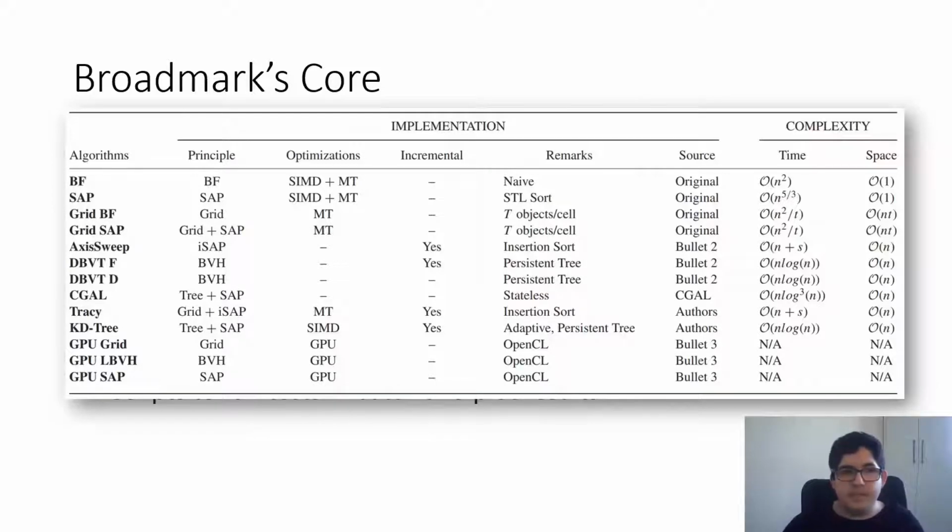And regarding implementations, we have 13 families. We say families because you have brute force parallel, brute force AVX, brute force parallel AVX, and so on. So there's brute force, sweep and prune, grids with SAP, there's axis sweep, DBVT from Bullet, there's Seagull from Seagull, Tracy by Tracy, and KD3 by us, which is our prior work, and 3 GPU implementations by Bullet.